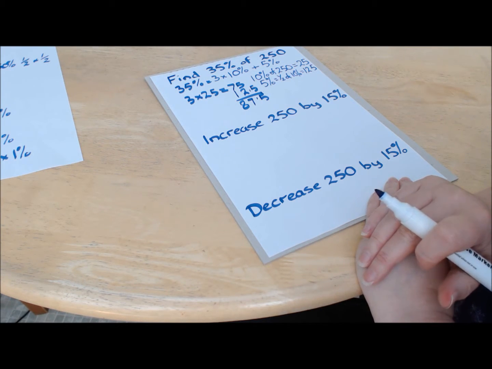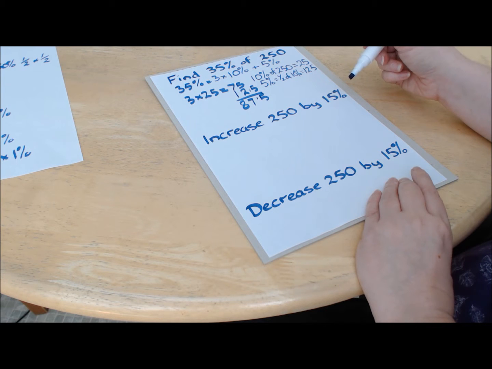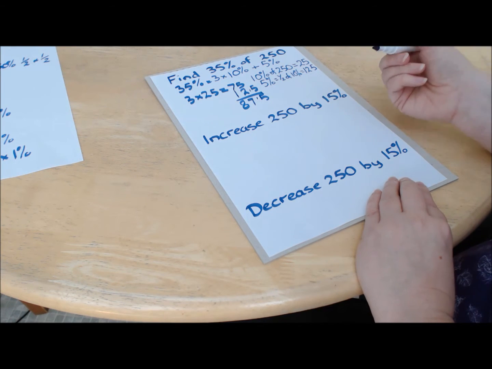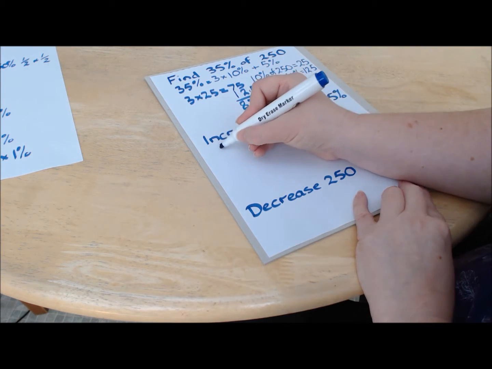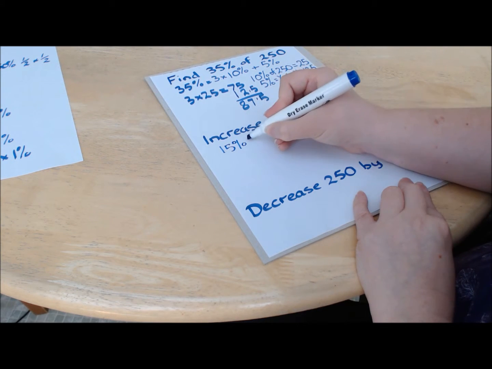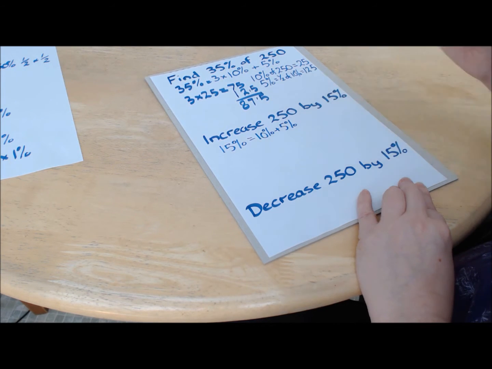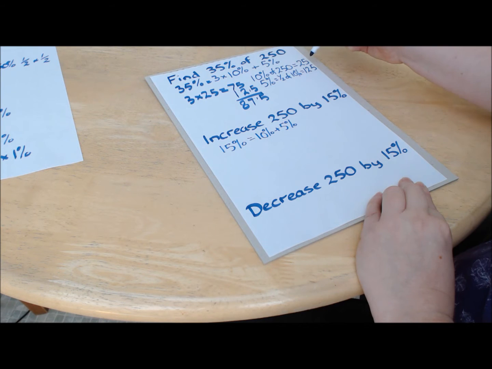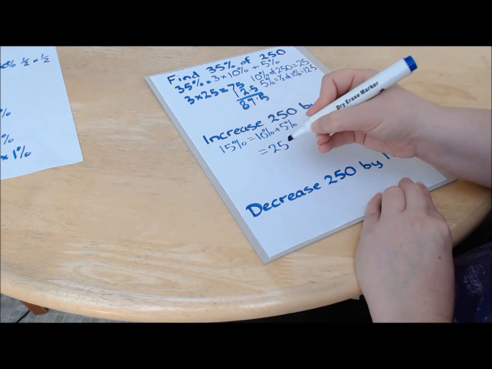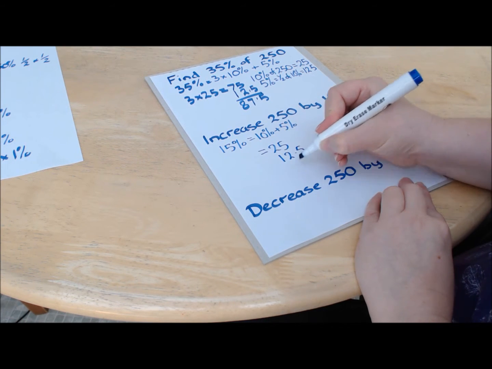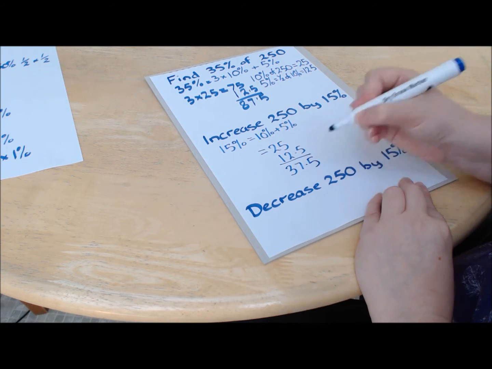Now, if we'd actually been asked to increase 250 by 15%, for example, we're going to need to do an extra step at the end. So our initial strategy is to work out the 15%. So 15% is the same as 10% plus 5%. Now I'm not going to work those out again because we've already done them up here. So we're simply going to add them. So we've got our 25, which is our 10%, and our 12.5, which is our 5%. If we add them together, we're going to get 37.5.